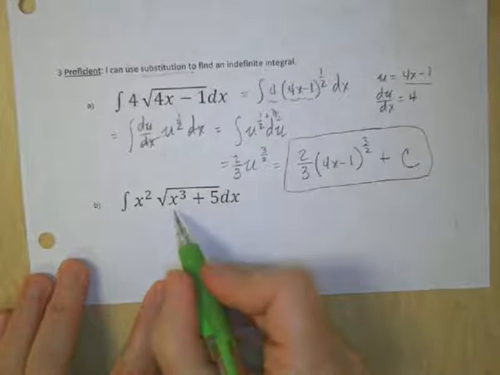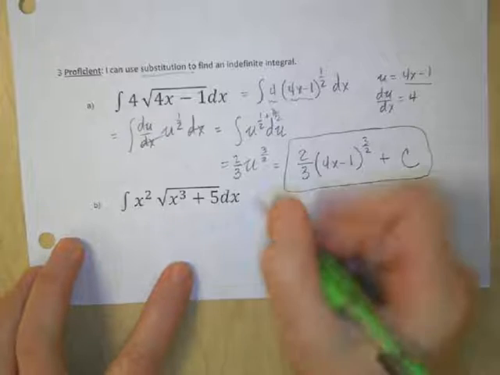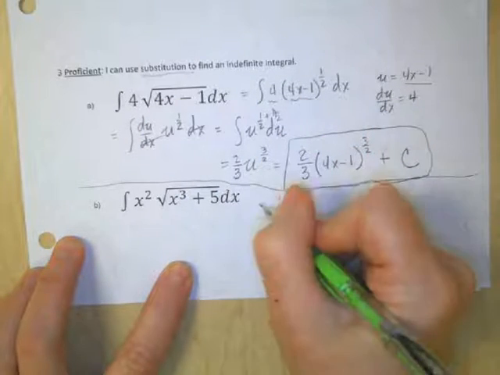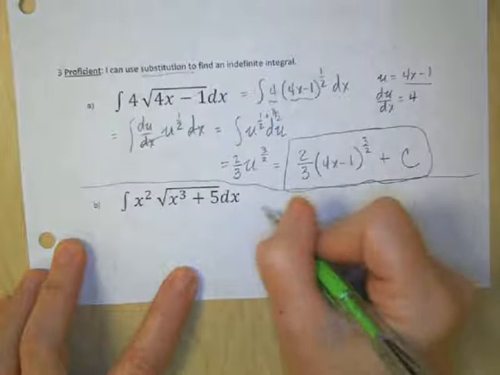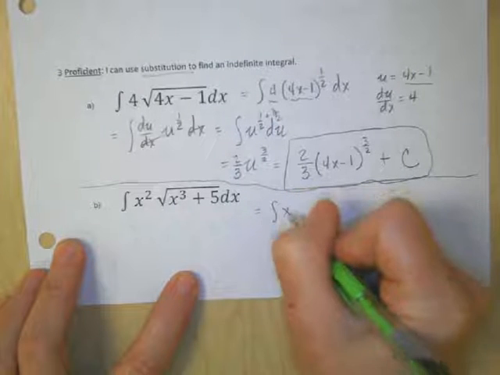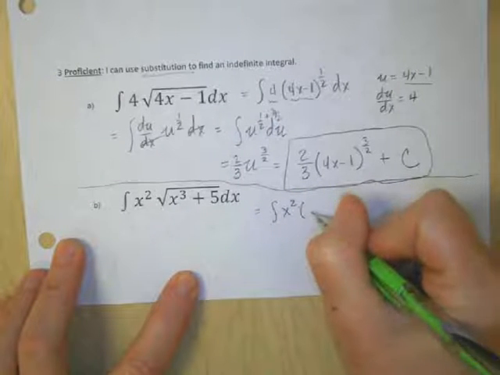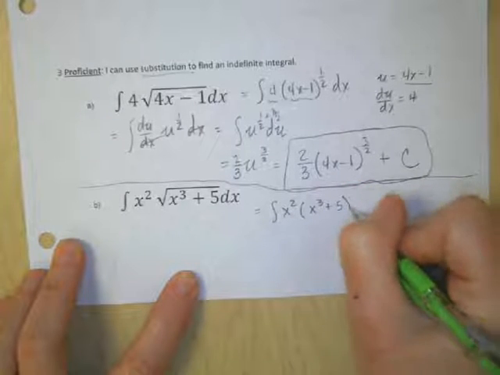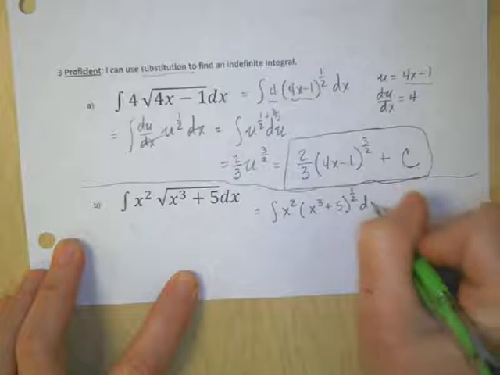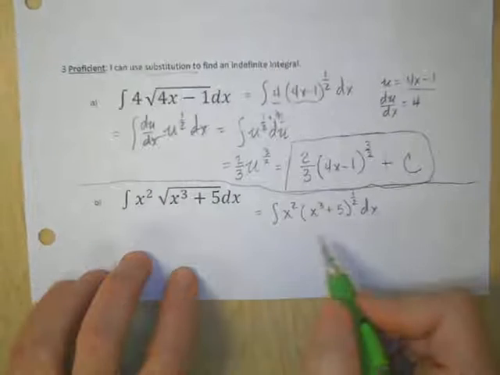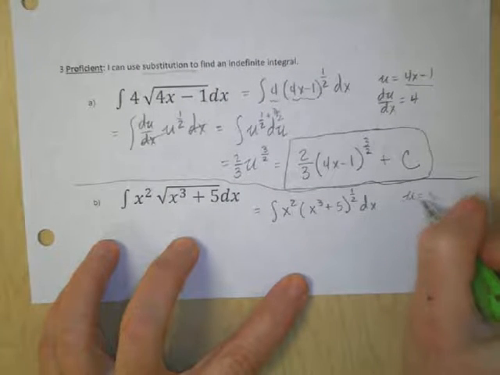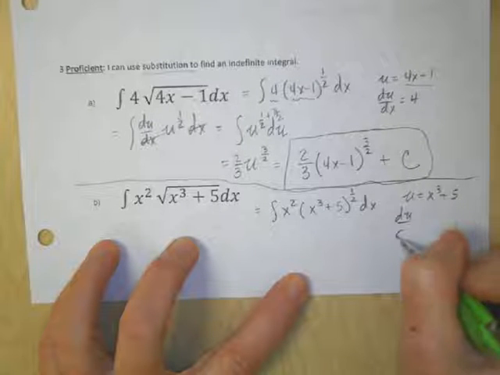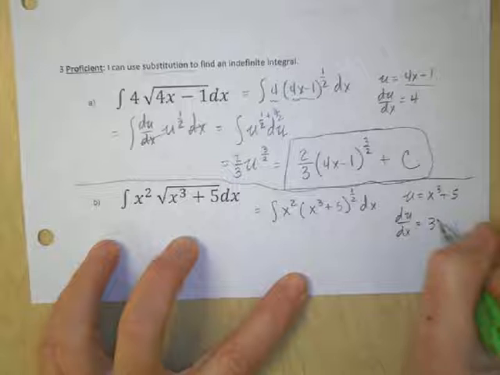All right, same thing here. Again, I don't like having a square root sign, so I'm going to rewrite this. I always write too big, so I'm going to put a little line. Okay, so I'm going to rewrite this as x squared times x cubed plus 5, to the 1/2 dx. And let's see, my u is going to be x cubed plus 5. So my du/dx is equal to 3x squared.